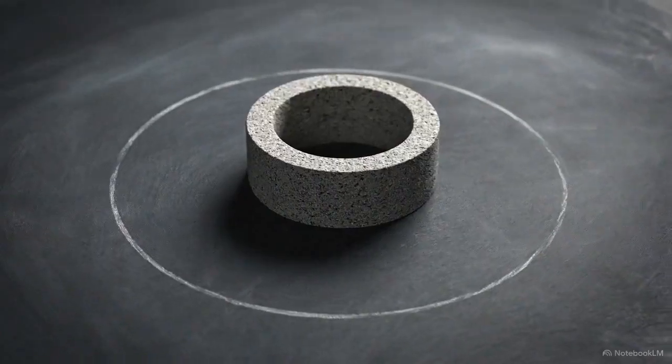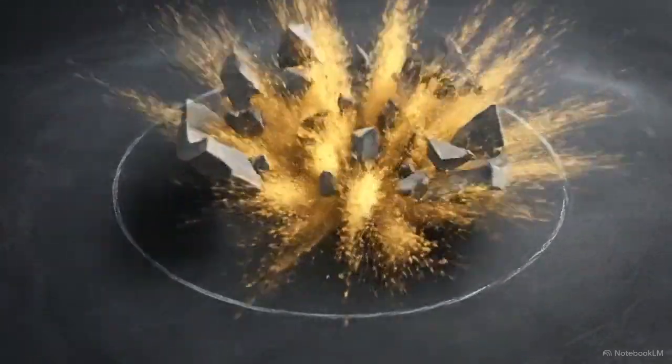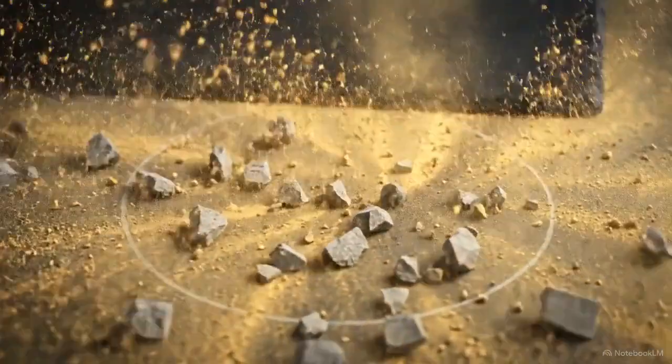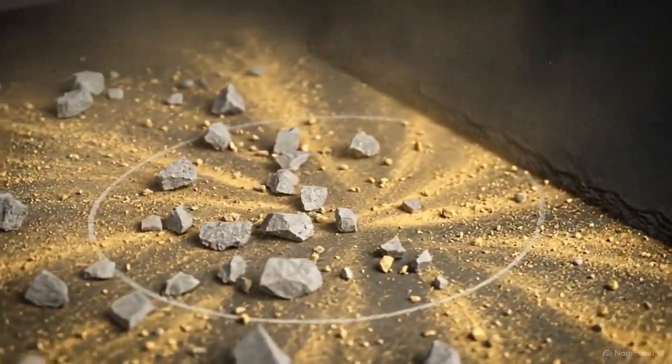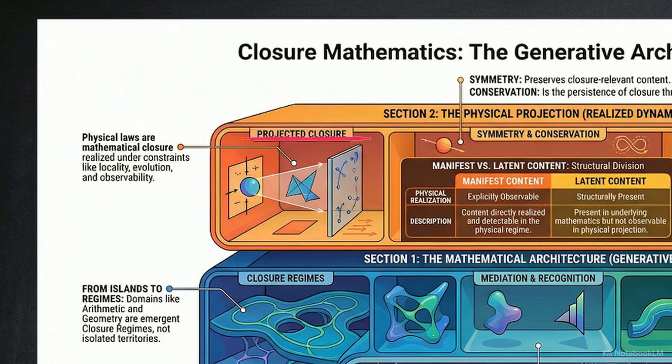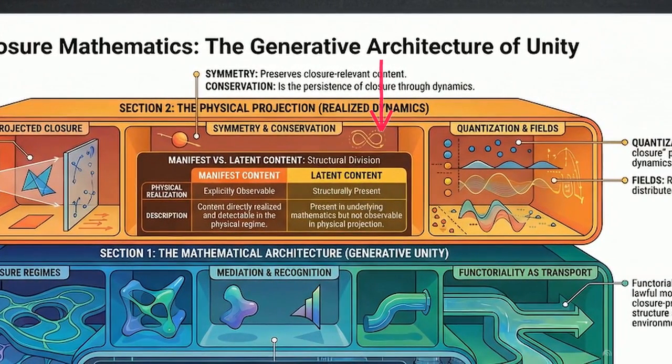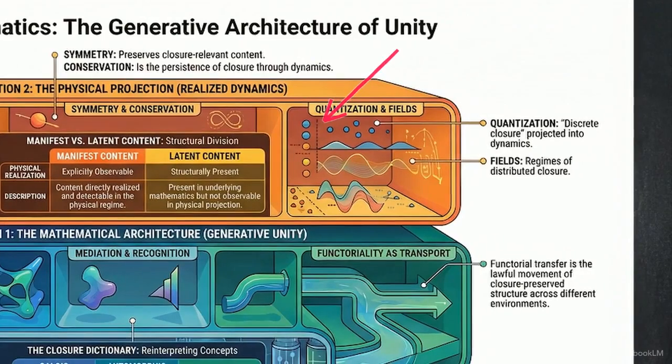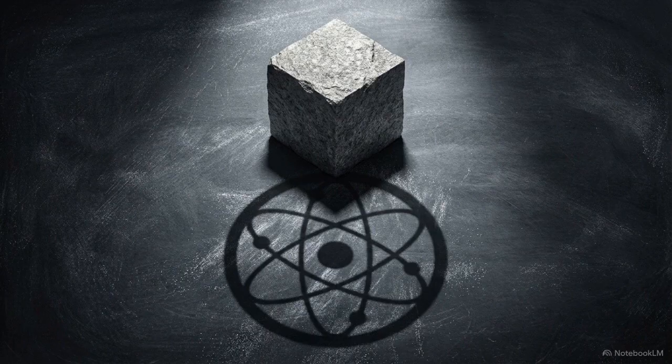The proven intersection between geometric Langlands and gauge-theoretic physics reveals a structural link between mathematical correspondence and physical reality. This extension is defined as projected closure, the realization of mathematical closure under dynamical constraints like locality and evolution. Physical symmetry is evidence that a projected physical structure is preserving its closure-relevant mathematical content. Conservation laws mark the persistence of this closed mathematical structure as it moves through time. Even quantization is the forced appearance of discrete closure when projected into a dynamical realization. These fundamental laws are inevitable dynamical projections of generative mathematical closure.